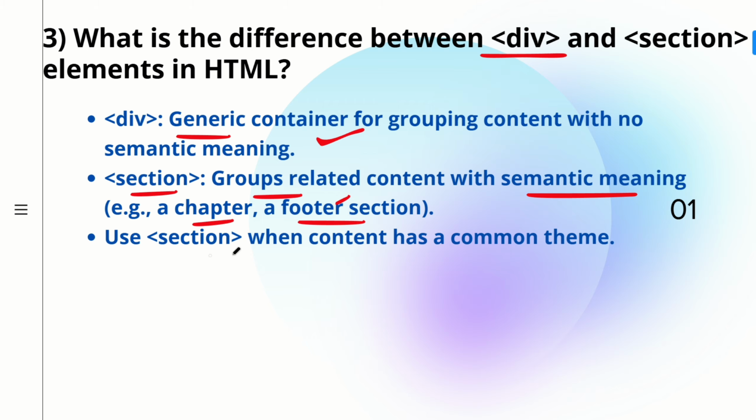And third point is, use the section when content has a common theme, that is they have some common information. For example, if you see a newspaper, in a newspaper you have different sections, right? You have international news section, you have national news section, then there is sports section, then there is entertainment section. So all of them are in separate pages because they have some common theme, that all this news is related to sports or this news is related to entertainment. So that is how sections are useful.